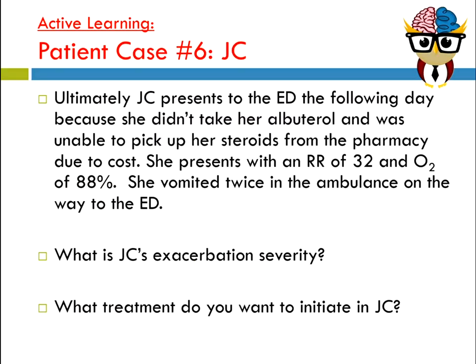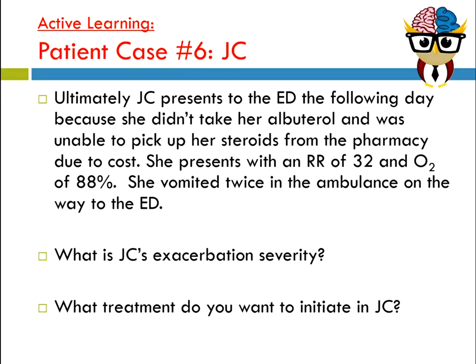So ultimately, JC presents to the ED on the following day. She didn't take her albuterol and was unable to pick up her steroids from the pharmacy. So what should we have checked for before discharge? Appropriate resources at home. It says unable, not that she didn't, so maybe she couldn't afford it, maybe she never had time to go. But we want to make sure that we coordinate all of that as much as possible.